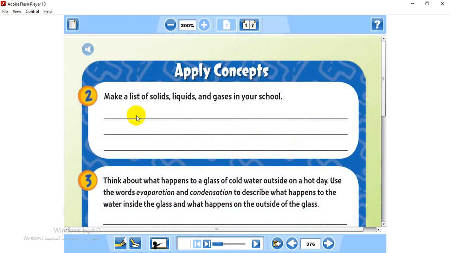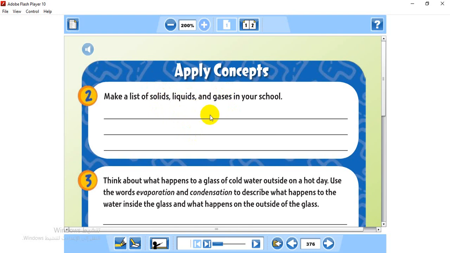Sorry. Number two, make a list. Okay, page 376 now, guys. We are here now in this page. Make a list of solids, liquids, and gases in your school. If you look around you in the classroom, you will find so many objects, some of them solids or liquids and gases. So you have now to write examples of something that you find in your school or in the classroom.